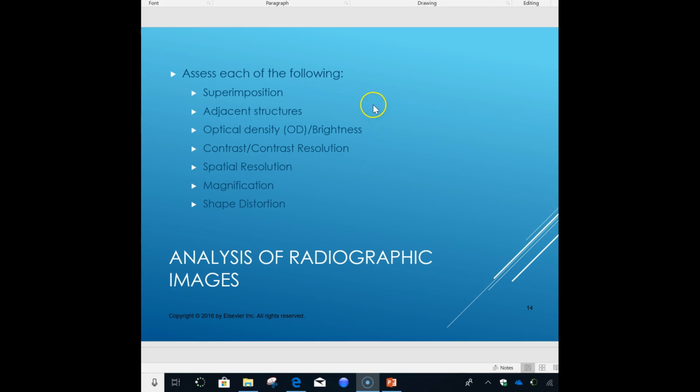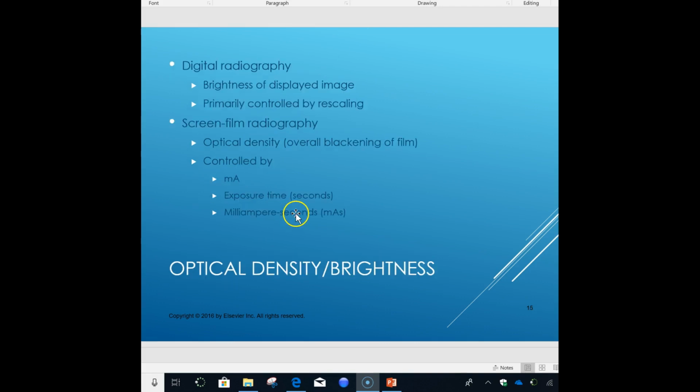So we went over this in class: superimposition, adjacent structures, optical densities, contrast resolution, spatial resolution, magnification, and shape distortion. So digital radiography is the brightness displayed image primarily controlled by rescaling. And we showed that in lab today, how you can window and level the image.